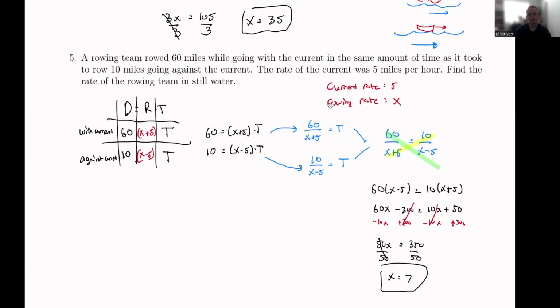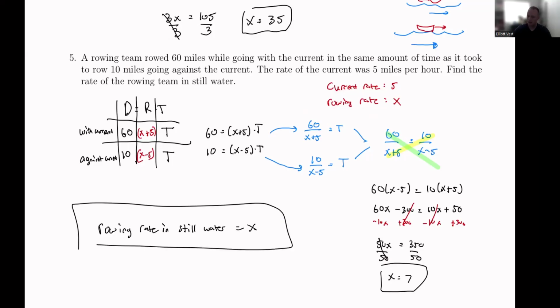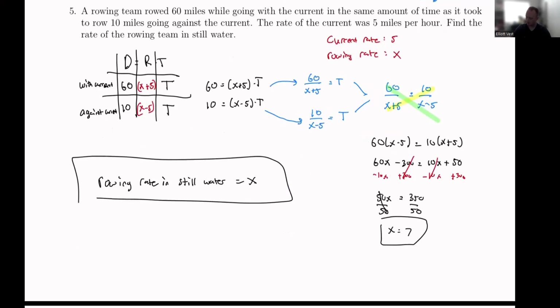Oh wait, what are we looking for? We're looking for the rate of the rowing team in still water. Well, when we started, the rowing rate was x. So I can say rowing rate in still water equals x. And we could call it a day from there. Cool, cool, cool.